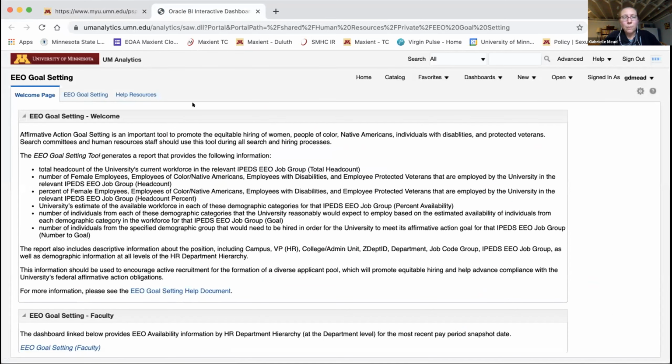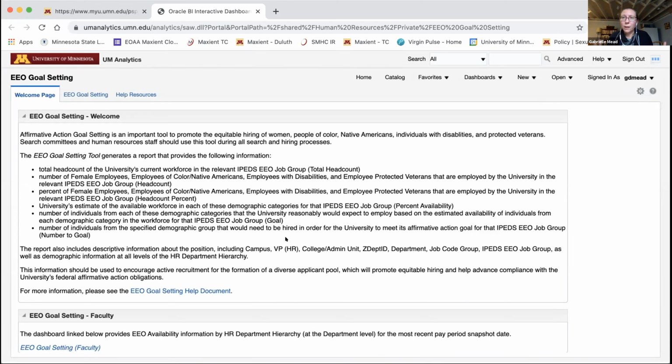You can certainly read the welcome page, but what this tool does is it allows you to find out what the availability is that we have figured out for a particular position. The reason that we find this to be helpful is when you're doing a job search. For example, I just went this morning to a search committee where I shared the goals. I explained some of this information about the affirmative action plan and what our affirmative action obligations are, and I shared what the availability is by using the goal setting tool.